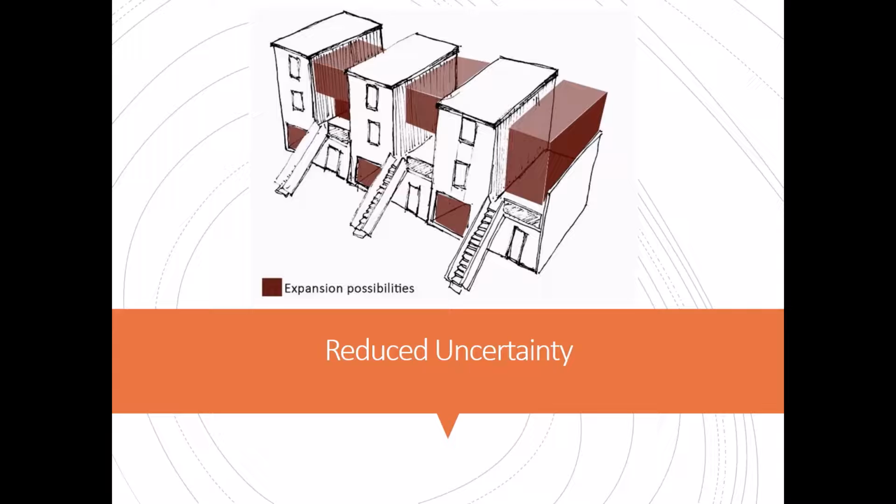Reduced uncertainty. This enables future changes by ensuring that there is adequate information available about the building. This includes keeping up-to-date building plans, designing systems to be accessible, using common, repeated components, and avoiding unnecessary complexity.